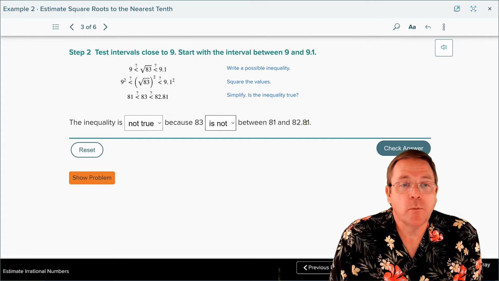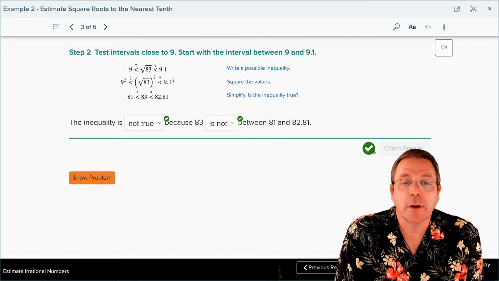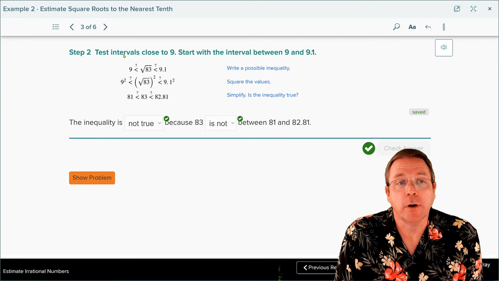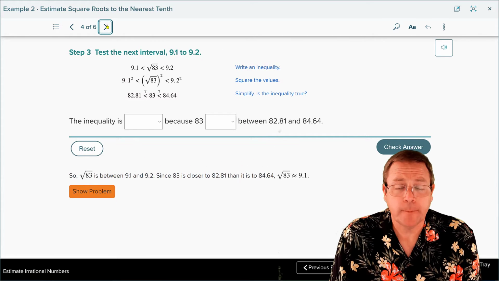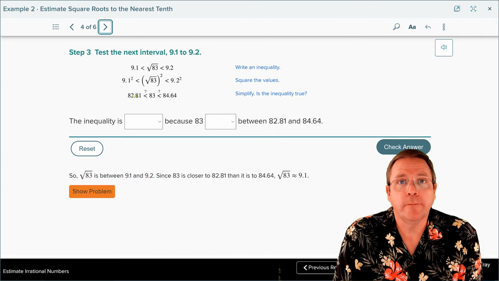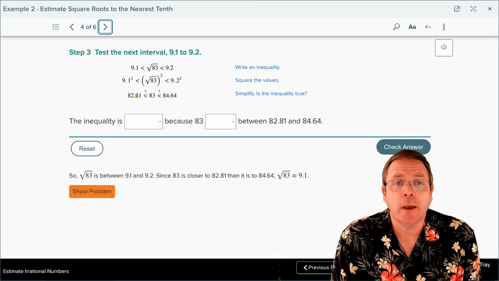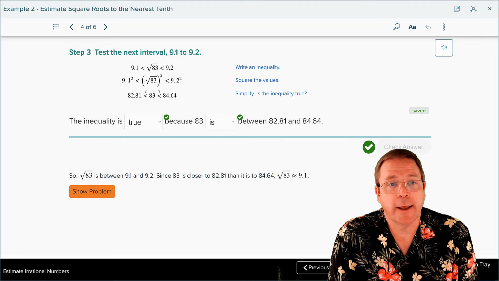So since that didn't work, we know 83 is larger than that. So we'll say, now we need to put it between 9.1 and 9.2. Now when we square 9.1, we get 82.81. When we square 9.2, we get 84.64. Does 83 lie between these two numbers? Yes, it does. So that is a true statement because it is between the two of them, and we're going to check that.